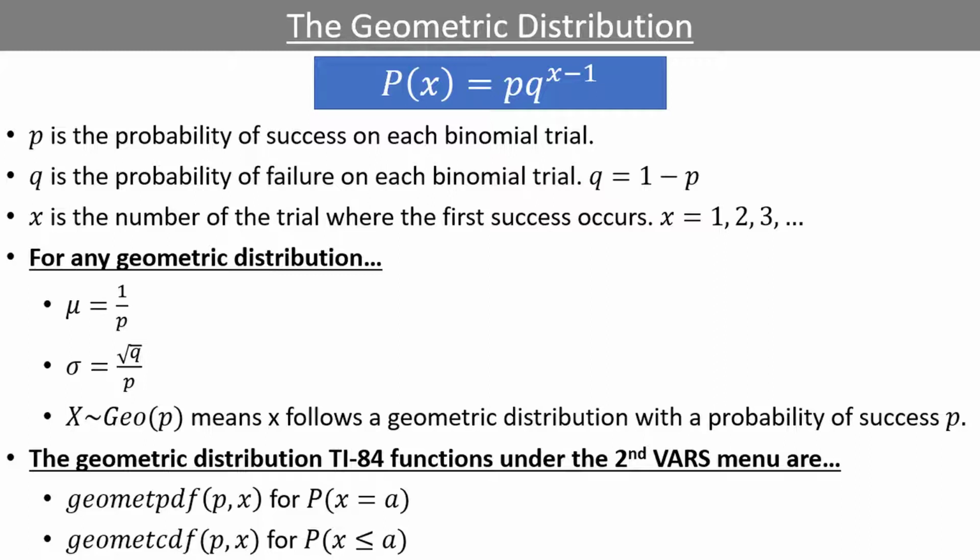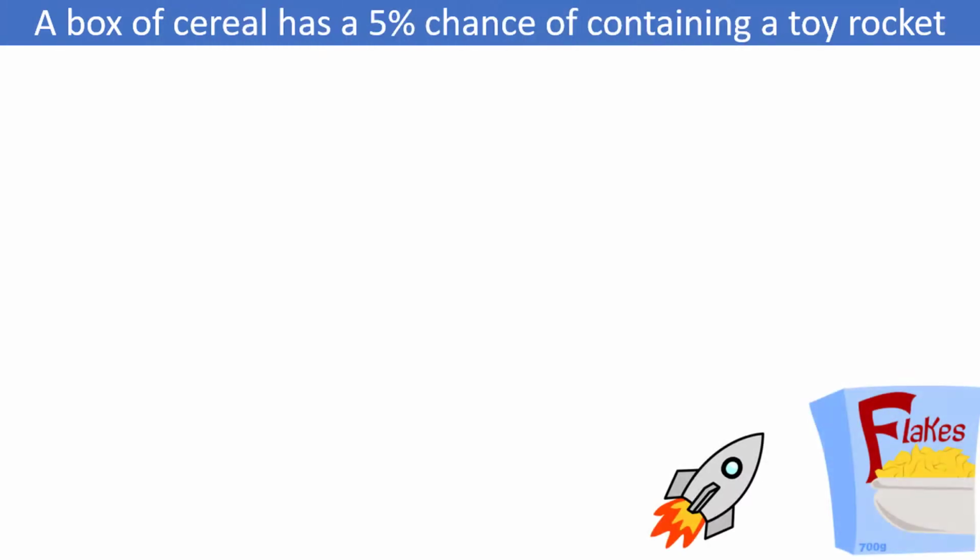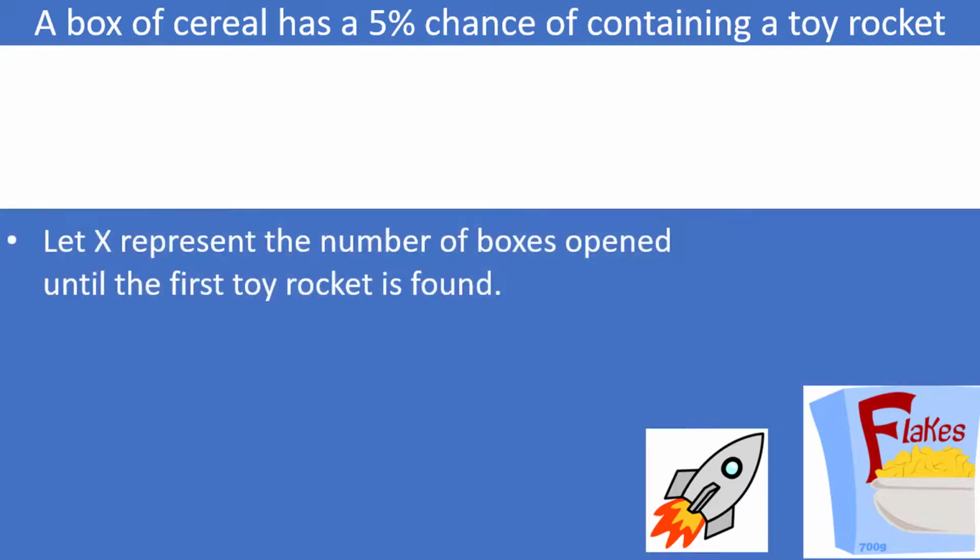Let's look at an example. Let's say that a particular box of cereal has a 5% chance of containing a toy rocket. You, of course, decide to continue buying boxes of cereal until you get the toy rocket. If x represents the number of cereal boxes you must open until the first toy rocket is found, then x follows a geometric distribution with a probability of success of 0.05.